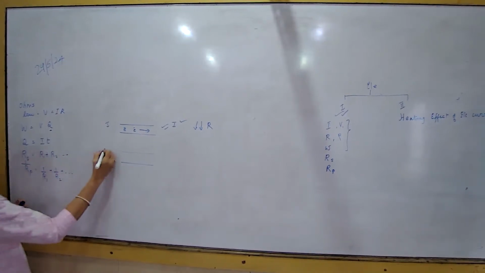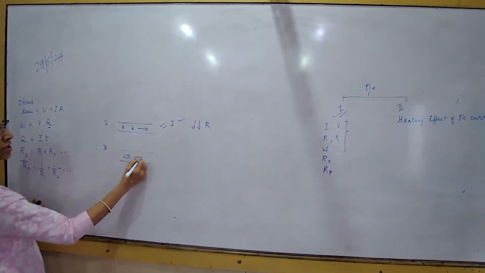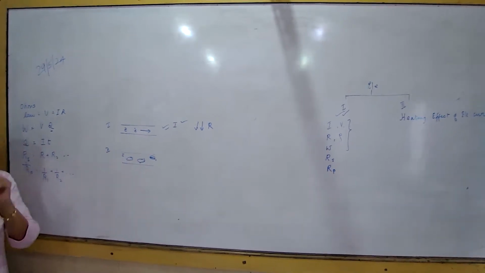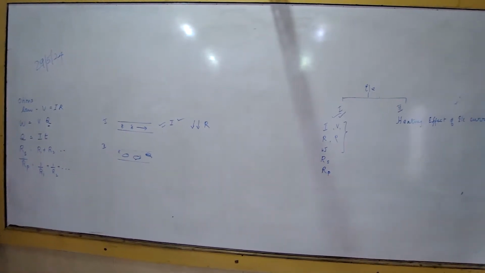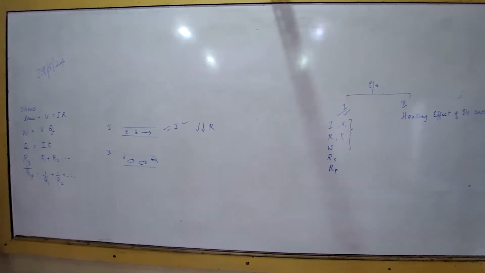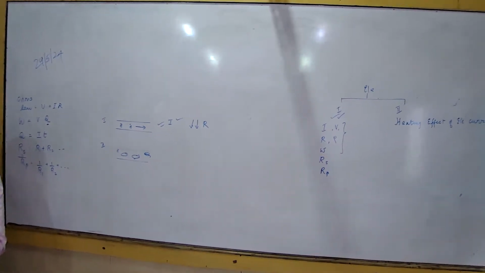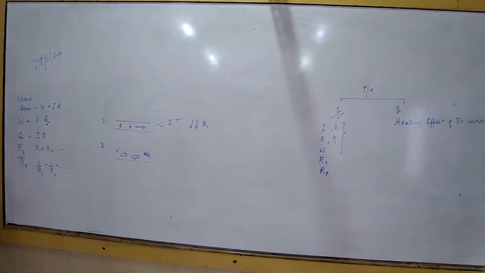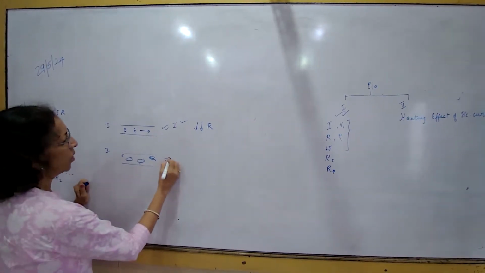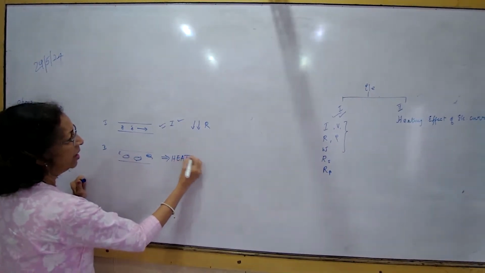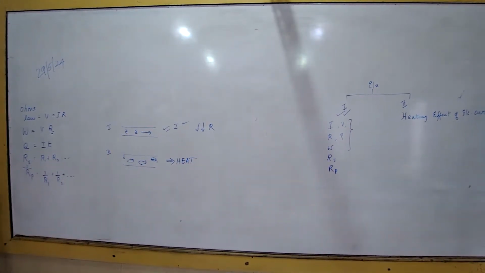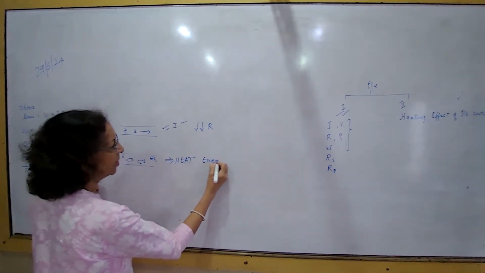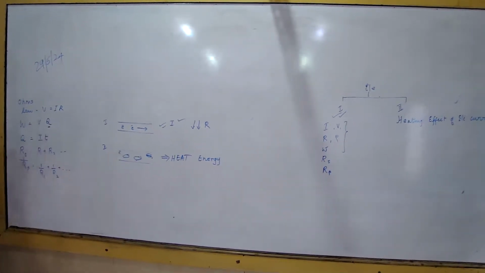Now let us look at the next case. Suppose there is some kind of an obstruction here. What happens to the electrons which are flowing? They are having some kind of obstruction. They are not moving easily, so they will collide with the other atoms, maybe the other ions. In this case, what happens? The kinetic energy is increasing. This increase in the kinetic energy is transformed into heat. Remember that heat is also a form of energy. So what is happening here in this particular case?